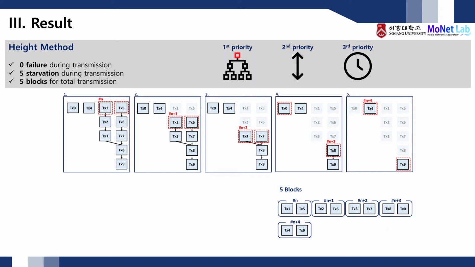Three priorities are in consideration: root level transaction, highest height level transaction, and fastest requested time. At the first step, 4 transactions are at root level. Since transaction 1 and 5 both have height value of 5, they succeed into the first block with chronological order because they have identical height value.